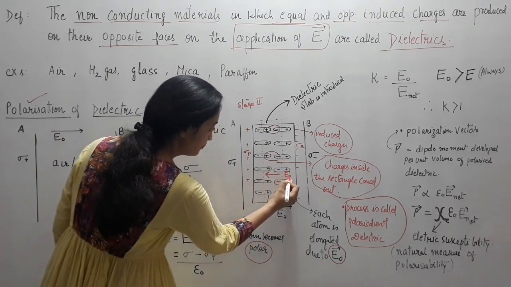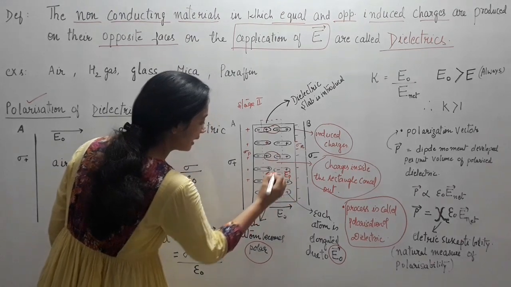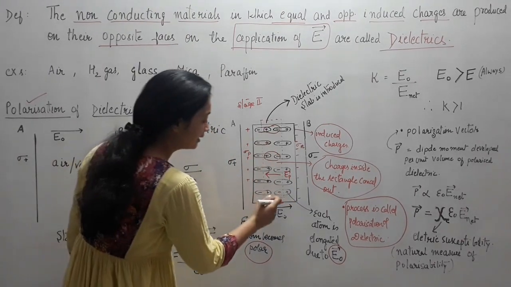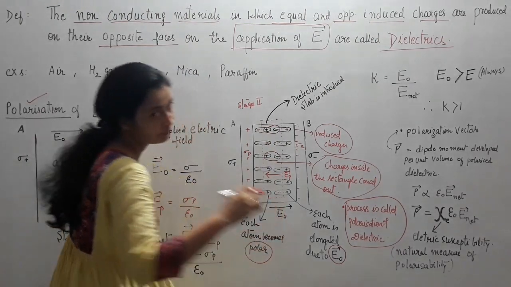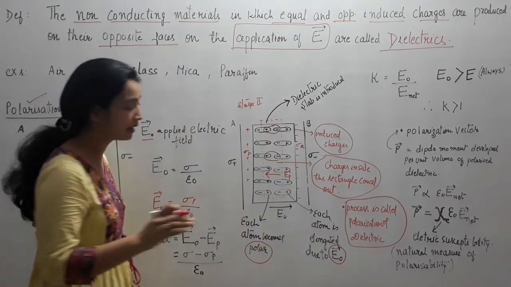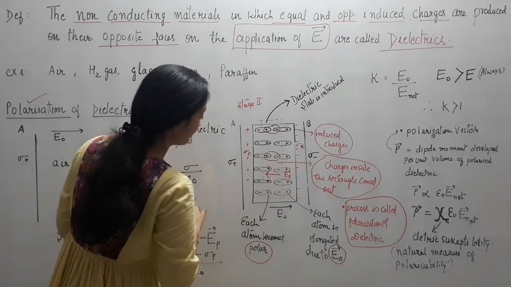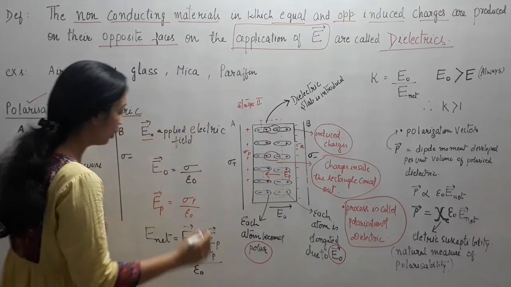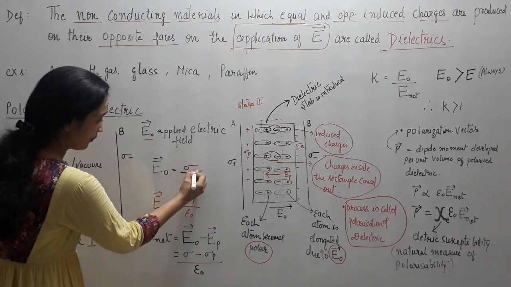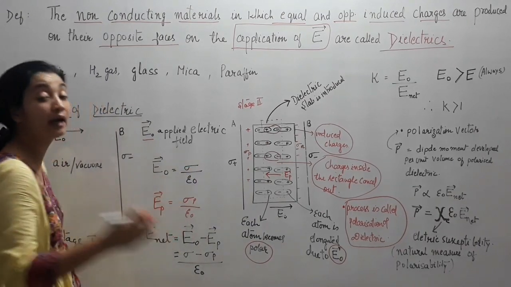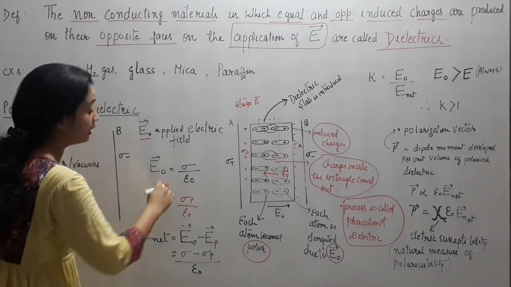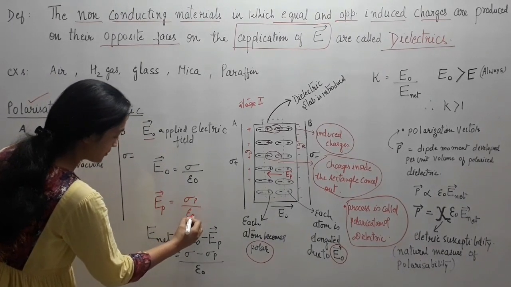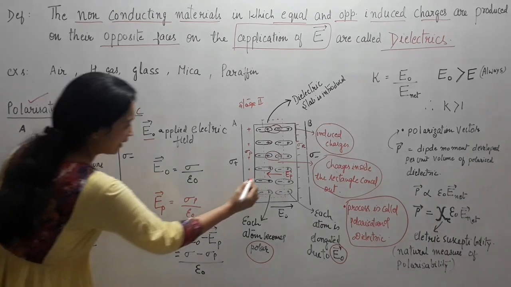So the induced charges are there, and you come to the electric field which is developed inside the dielectric. Can you see E_p? What is this E_p? E_p is the electric field which is developed or induced inside the dielectric. What is E naught? As we know, it is the applied electric field. So E naught is sigma by epsilon naught. E_p, the induced electric field inside the dielectric, has the charge density sigma p upon epsilon naught. So their directions are opposite.